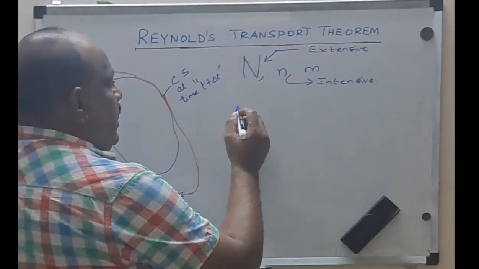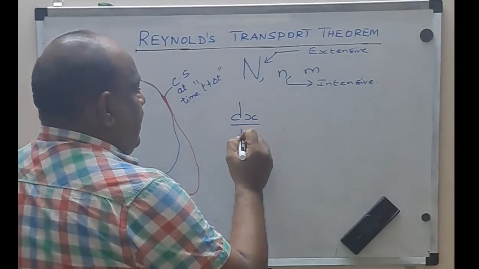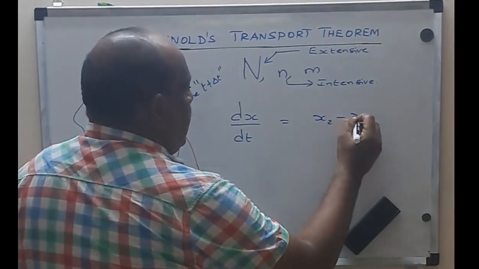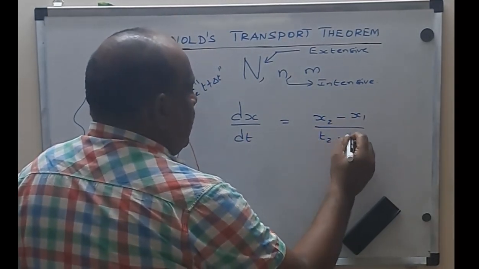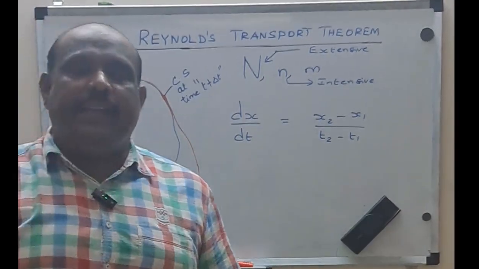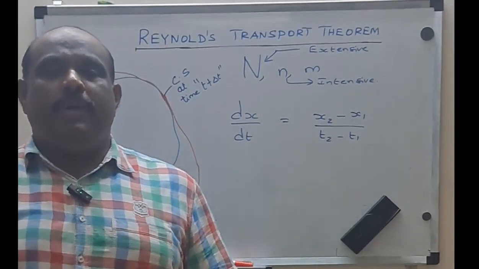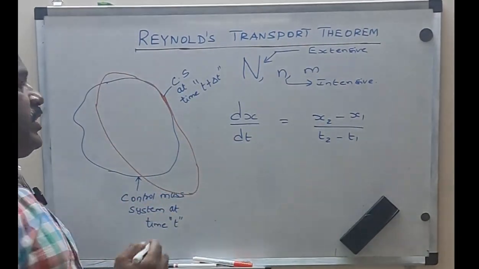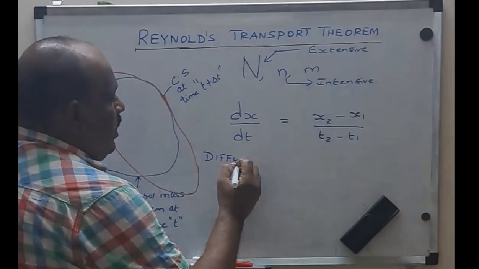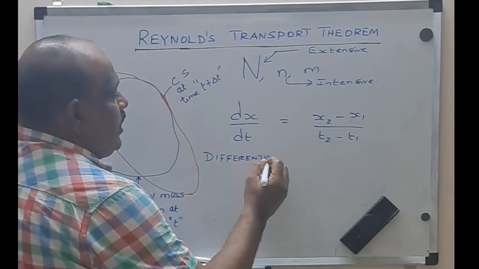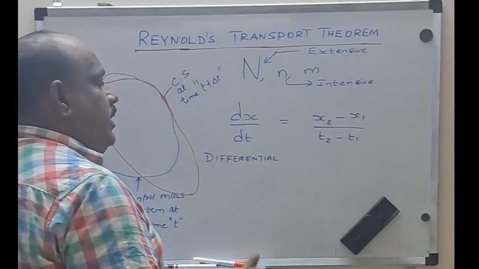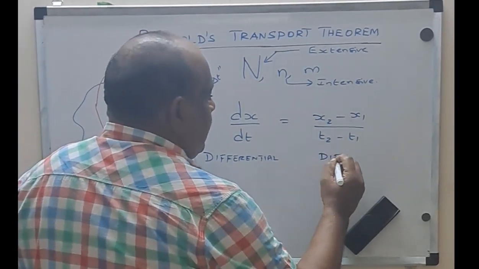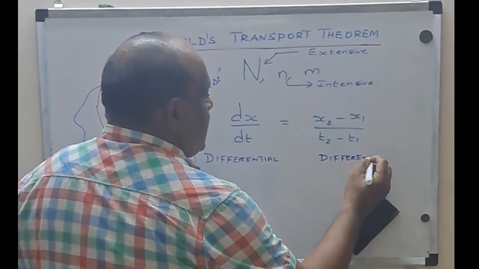Now let us discuss what dx by dt is. Can I write dx by dt as x2 minus x1 divided by t2 minus t1? What is the difference between these two terms? The left hand side is the differential form. Maybe school students up to 10th standard will be studying it in the present standard, but engineering students will be well aware of this differential term. The right hand side is nothing but the difference term.